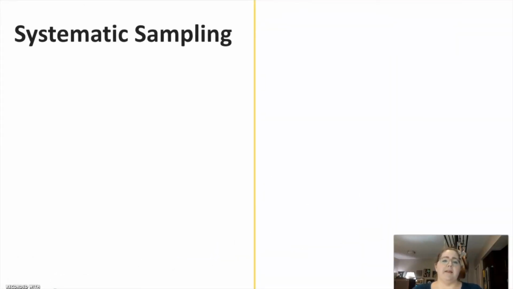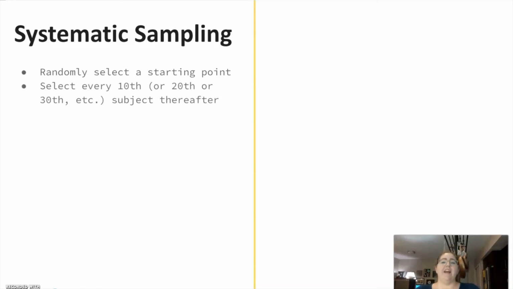Another type of sampling is called systematic sampling. Systematic sampling means we randomly select a starting point. So if I have 100 people, I could randomly select a number between 1 and 10, and whatever number I pick, that's the first person in my sample. And then from there, we're going to do every 10th, or maybe every 20th, or every 30th subject thereafter. So my first person, the random one picked, is maybe the 7th, and then I'll do every 10th after that. So 7, 17, 27, 37, 47, etc.